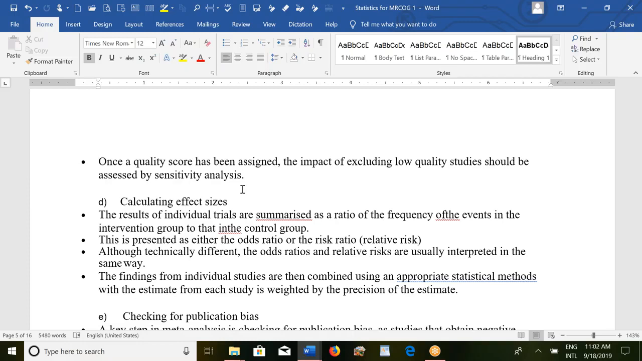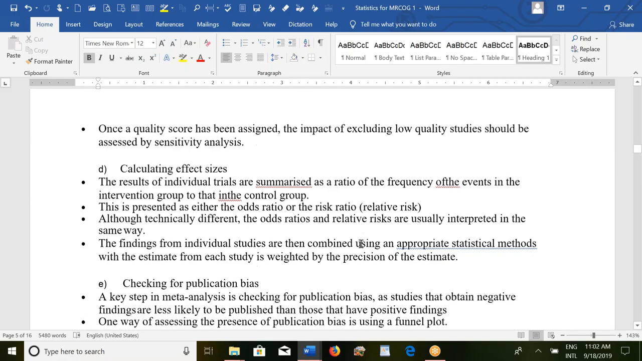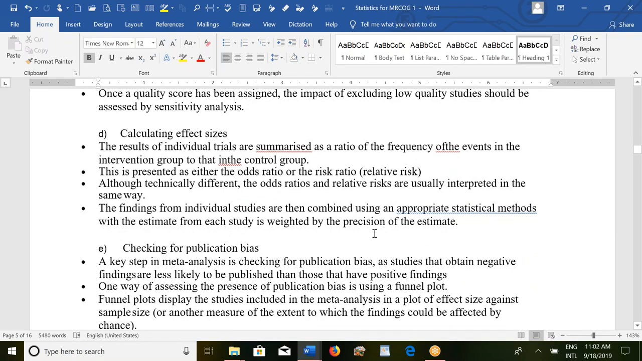The findings from individual studies are then combined using an appropriate statistical method, with the estimate from each study weighted by the precision of the estimate. What is precision? Every time you do that, the results will fall within a central value. They will not be exactly the same. If they were exactly the same, we would say they are accurate. But if they fall around a central mean, then you will say that the results are precise.